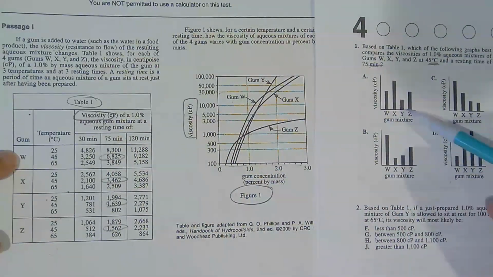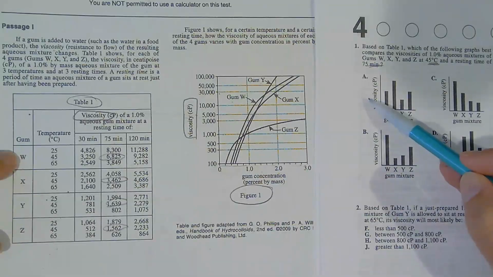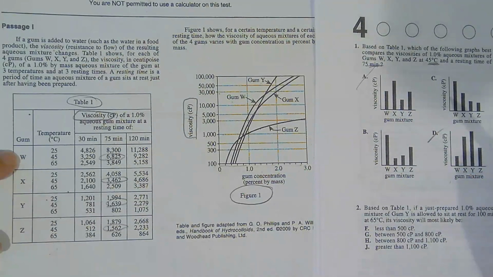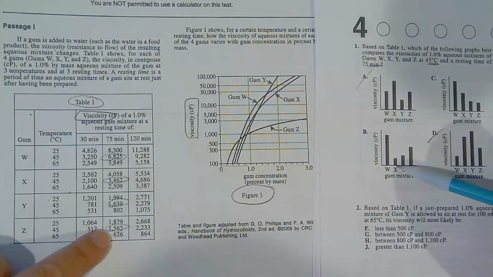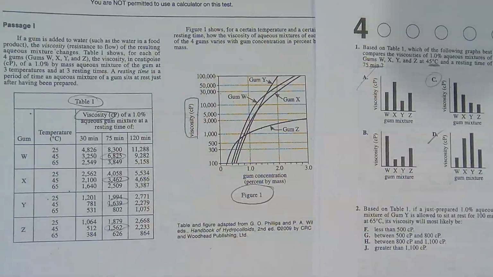As I'm reading through the answers, I see that this one is going to be out and this one's going to be out, and I actually make marks on those. So W is the highest. And then the smallest looks like Z. So that would have to be this answer choice. I'm not going to go through how to find each answer, but just give you some hints here.